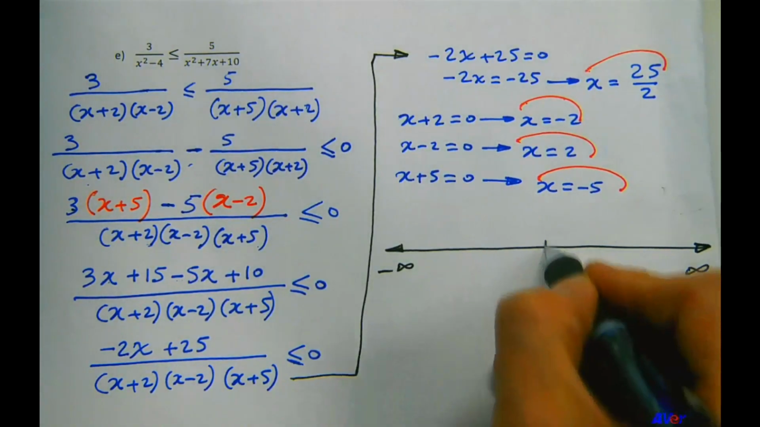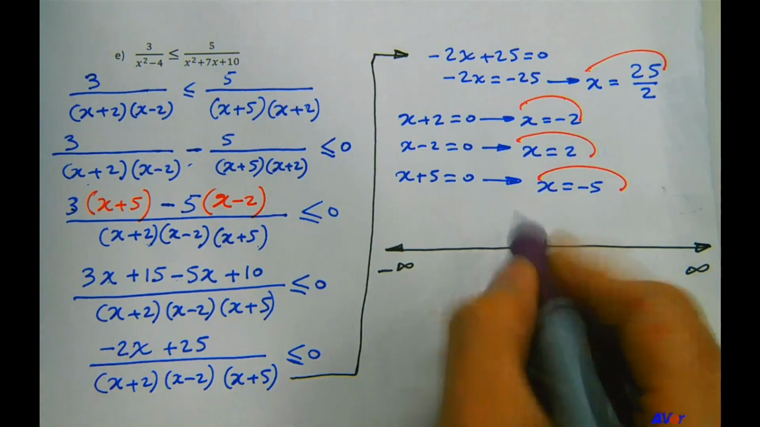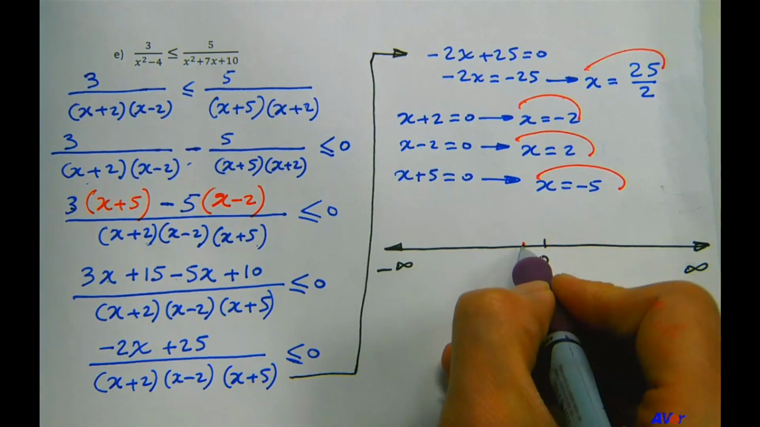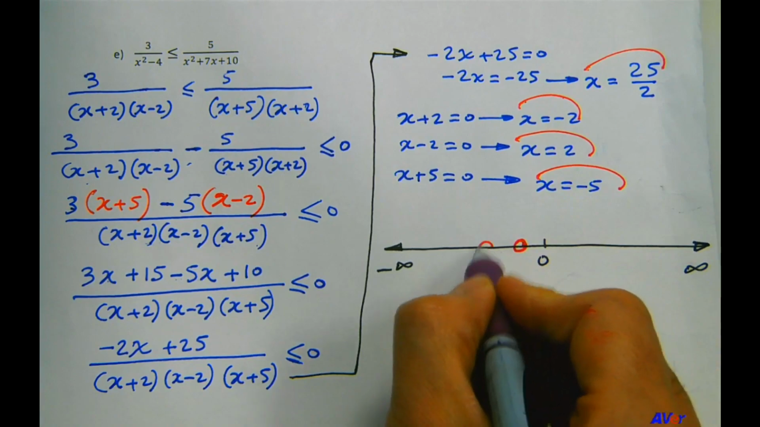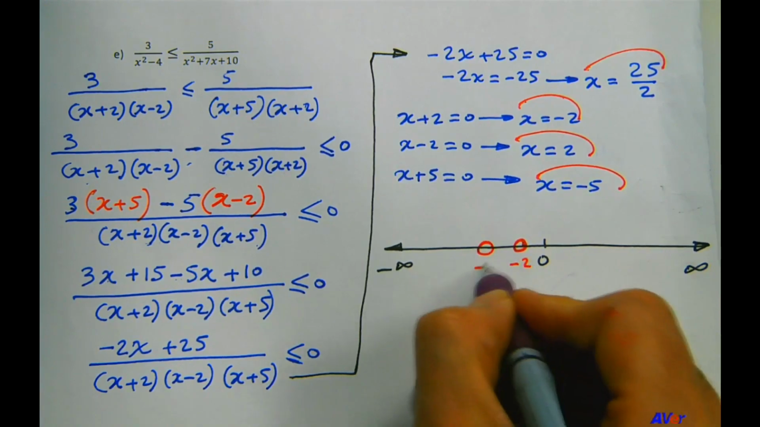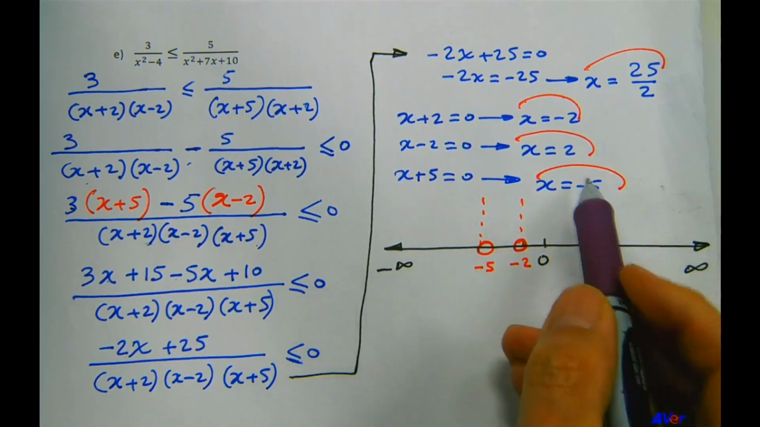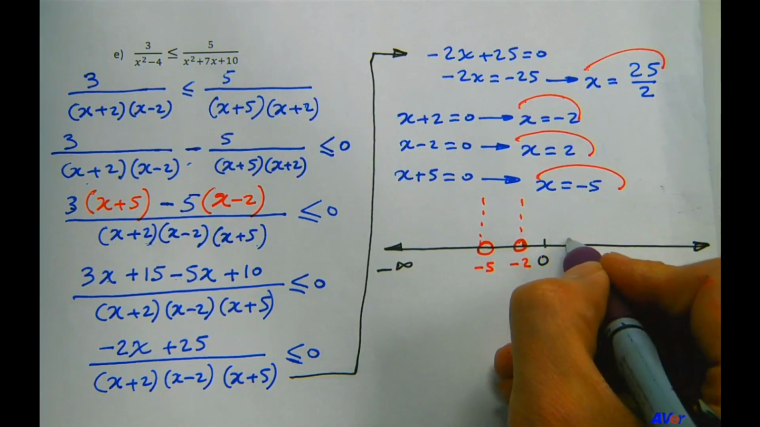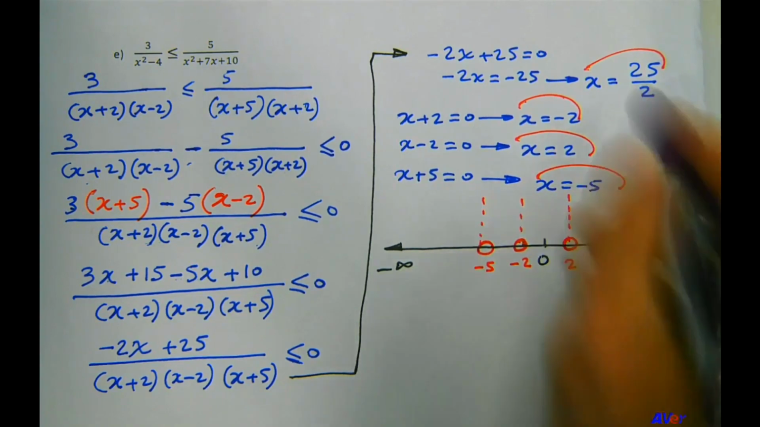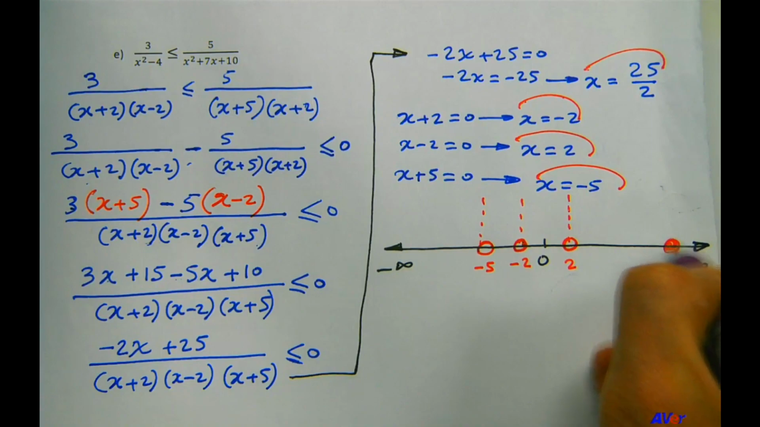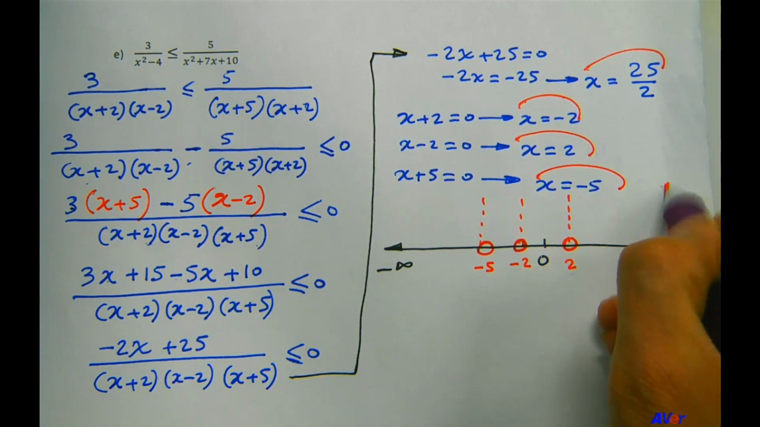Let's plot them. So we have negative 2 and negative 5. Let's say that's negative 2, and we have to put a hollow circle there. Then negative 5, another hollow circle there. I'm going to put a dashed line over each one. Then we have the 2 also with a hollow circle. And then finally 25 over 2, which is allowed to be part of the solution, or 12 and a half, so that with a solid line on top of it.